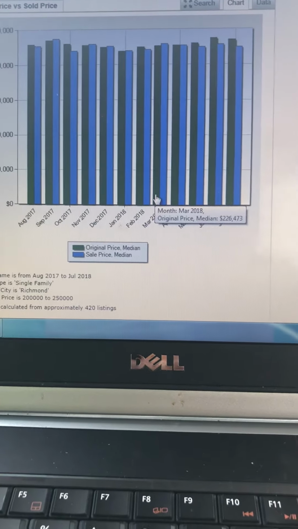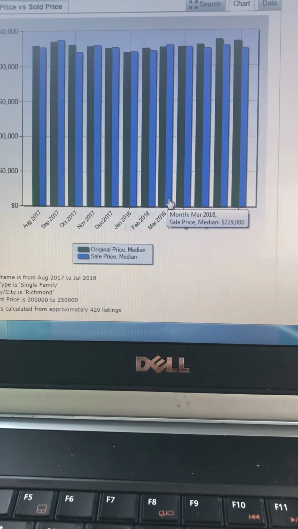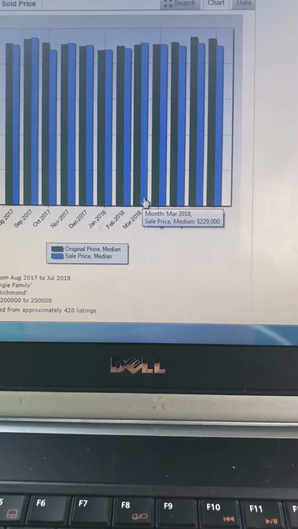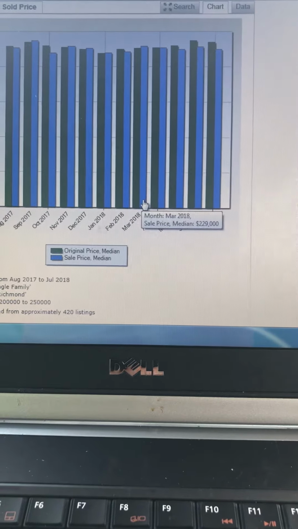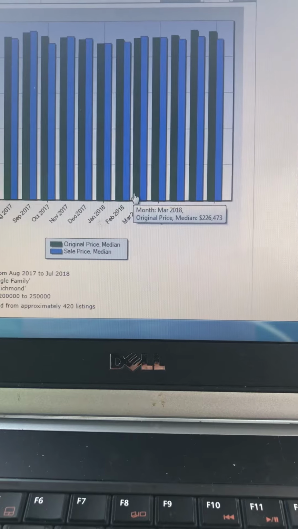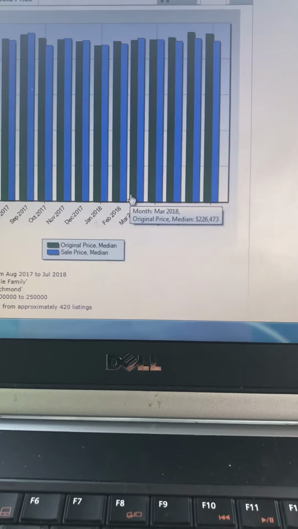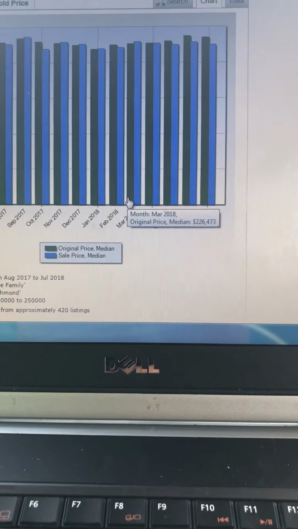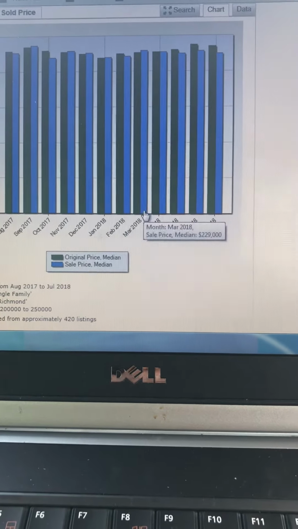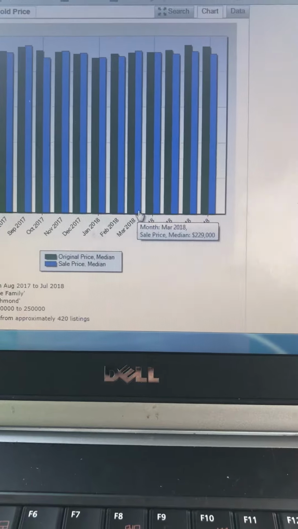March, look at March though. Original price $226,000. Sold price $229,000. For you sellers, that is an excellent thing. If you list your price at $226,000, because of the seller's market in March, it created bidding wars.